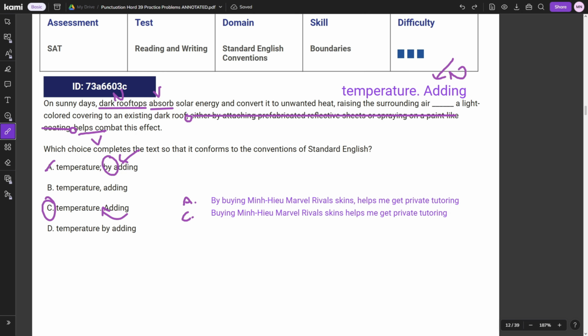And then of course, if you look at answer choice C, we know that buying would be our noun, and then helps would be our verb. And if you also read it, buying Minh-Hieu Marvel Rivals skins helps me get private tutoring. Now that sounds a lot better.